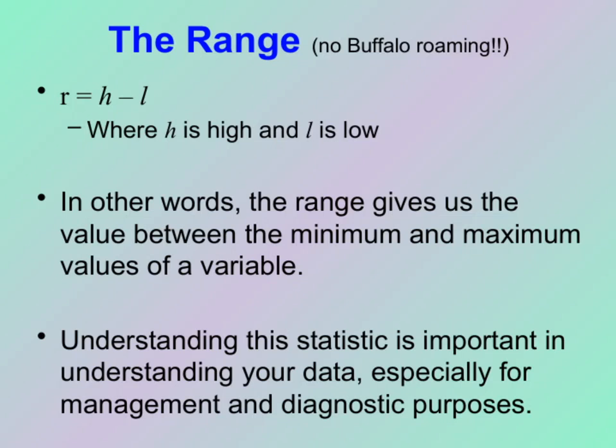So let's talk about the range, which is represented by this simple formula. R equals H minus L. Here, H stands for the high value, and L represents the low value within your data set. In other words, the range gives us the span, or the difference between the minimum and maximum values of a variable. It tells us how spread out our data is, whether the values are tightly clustered or more spread apart.